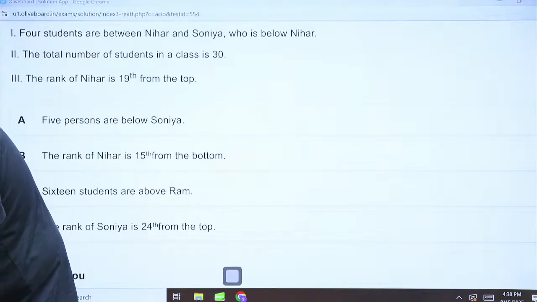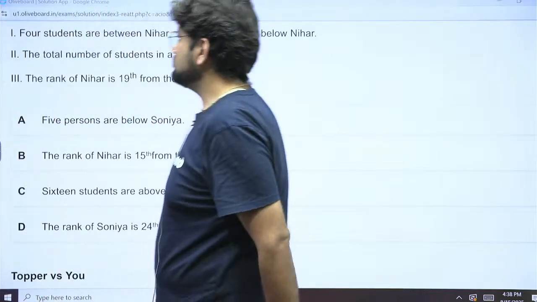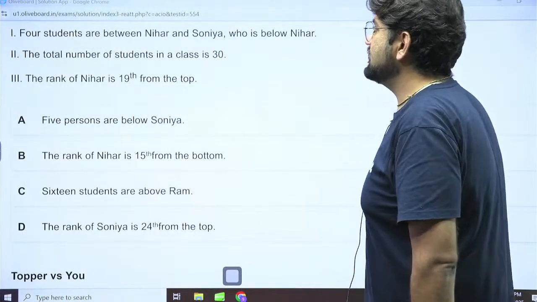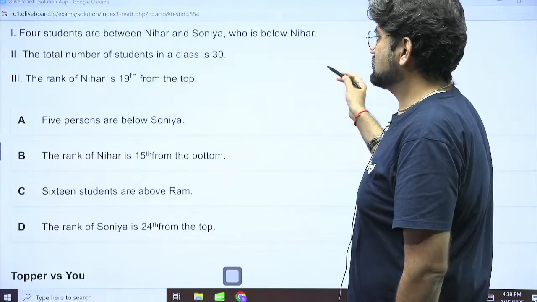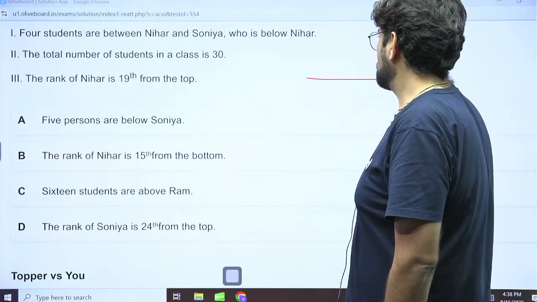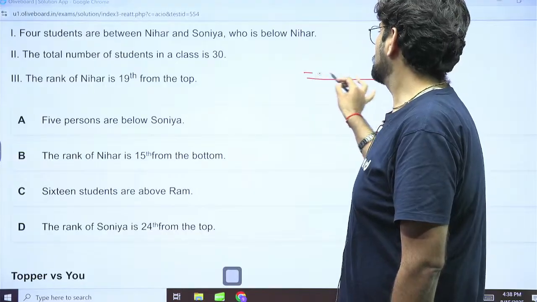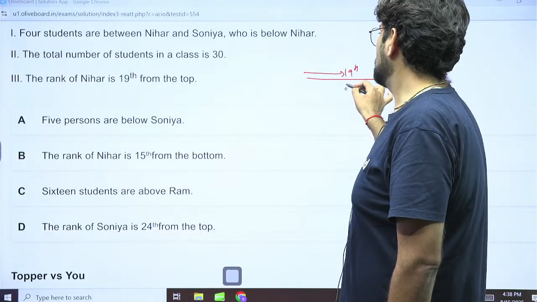Correct. Balaji Maharaj. Absolutely right. Very good. So 4 students are between Nihar and Sonia. Who is below Nihar? That is the question. Total number of students in a class is 30. Okay. So 30 students. Rank of Nihar is 19th from the top. So this is 19, this is Nihar.